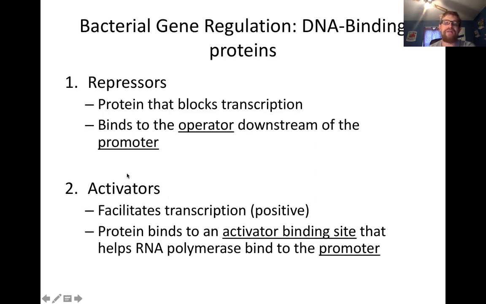You then also have activators, right? In the case of activators, there is an activation site, or an activator binding site, that is going to help RNA polymerase bind to the promoter. So in this case, there might not be anything blocking.